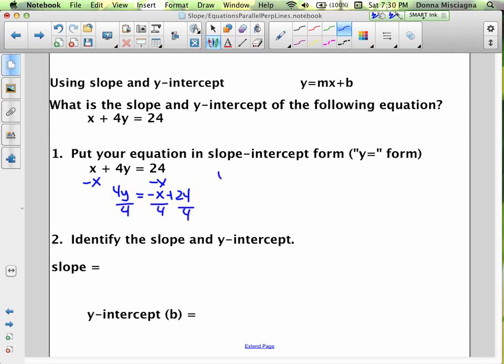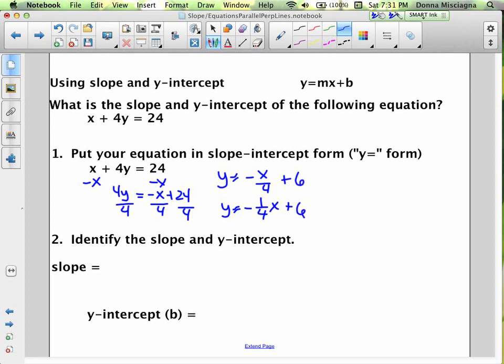All right, so that gives us y, because the 4's will cancel. Negative x over 4, you can write it like this. Or if you like, you can write it as negative 1/4 x. They're the exact same thing, except my 4 is looking a little bit too much like a 9. And then 24 divided by 4, that's 6.